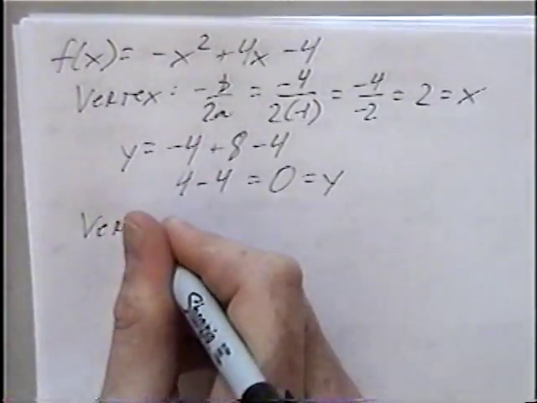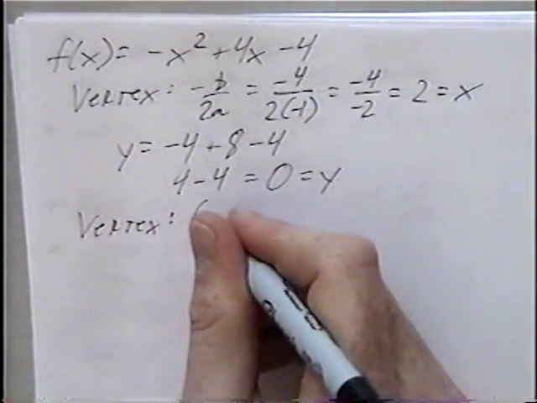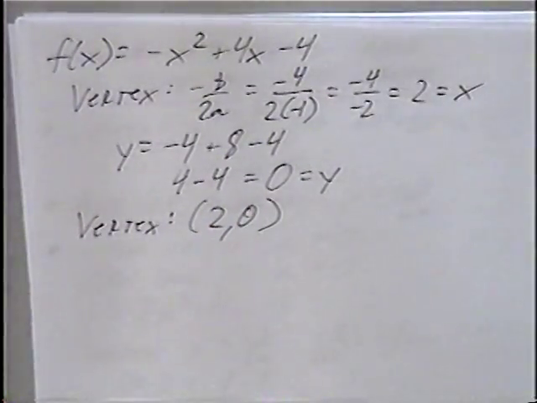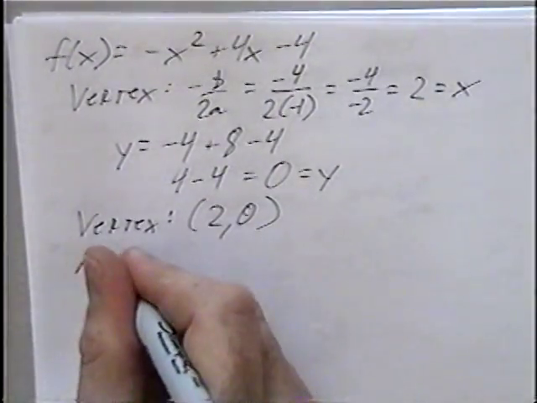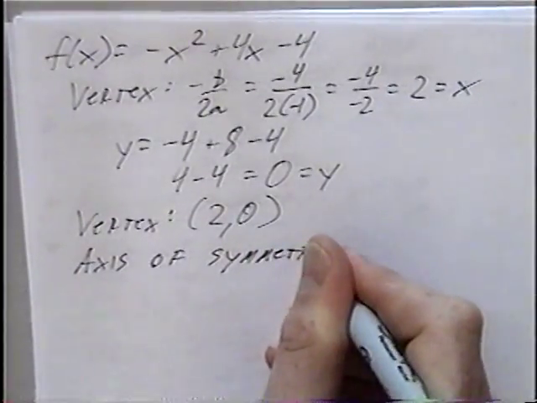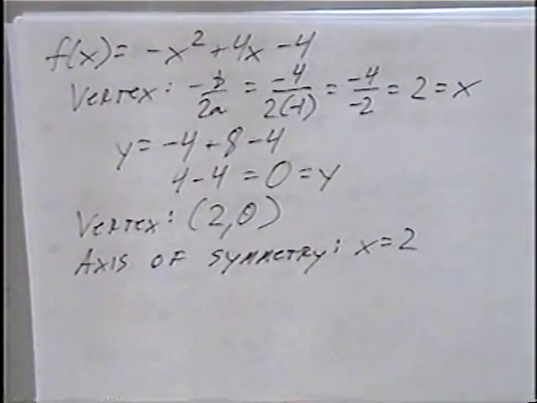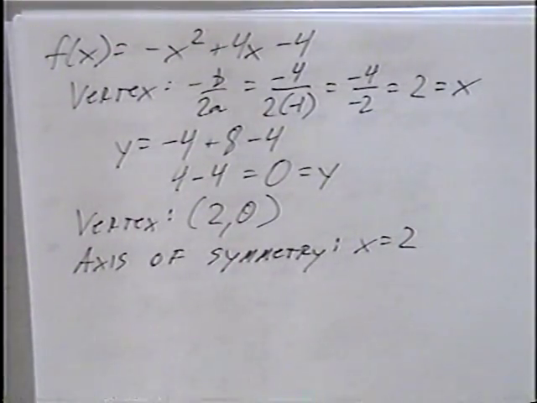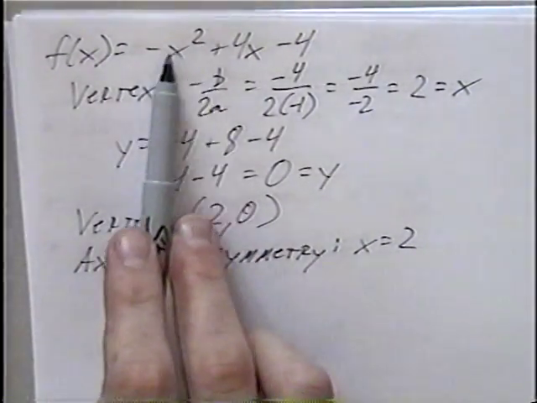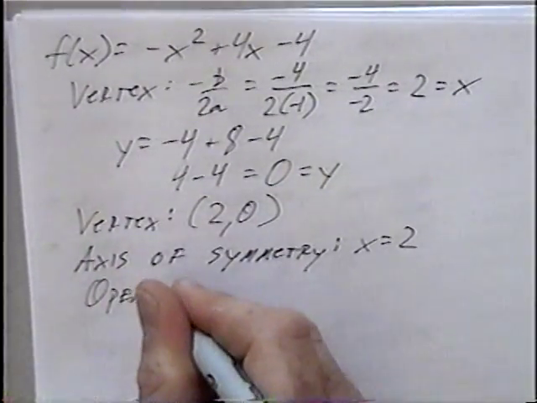Our vertex, again, we can make a point. X is equal to 2, y is equal to 0, so our vertex would be 2, 0. The axis of symmetry, again, makes the graph symmetrical. It's the same value as the vertex. In this case it's 2, but it's just the x value, x equals 2. And the graph can either open up or down. Looking back at the equation, it's a -x squared, negative values are less than 0, so this graph will open down.